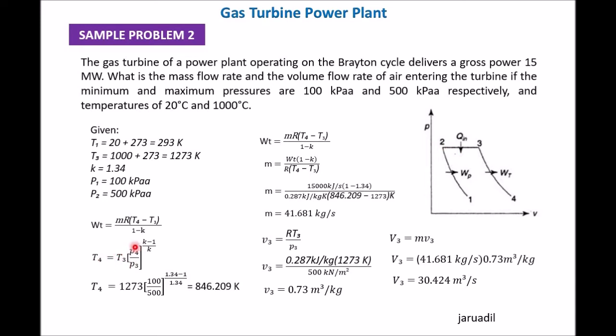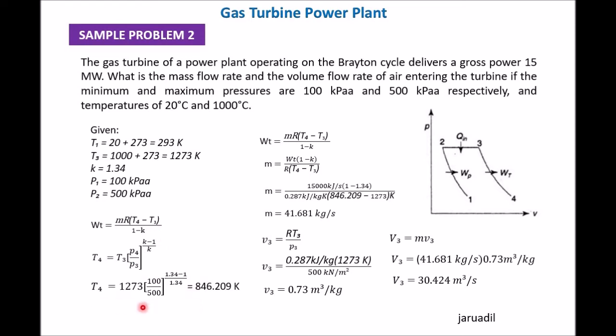Now, we can use this equation. WT is equal to MR times delta T divided by 1 minus K for this process, 3 to 4 isentropic. And this again is the PT relationship for isentropic process. So, since given yung P4, what is P4? What is P3? So, P4 is equal to P1. P3 is equal to P2. So, kung makikita ninyo sa graph, di ba? Equal yan. So, we have here 1273 times this quantity.